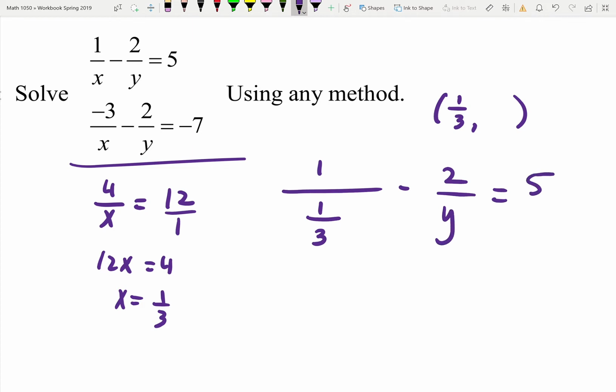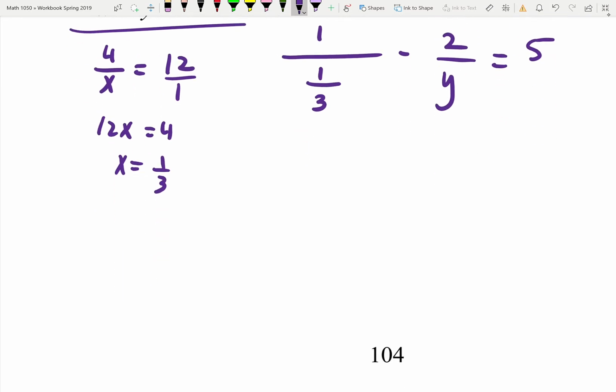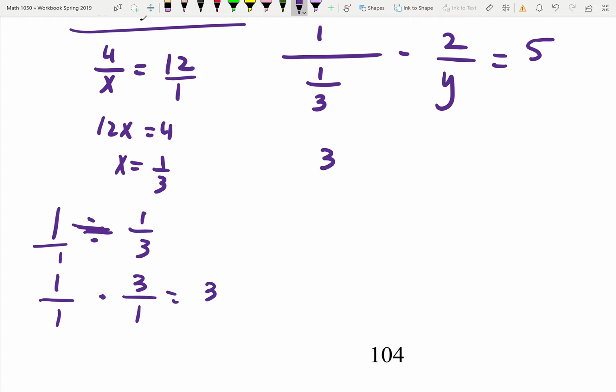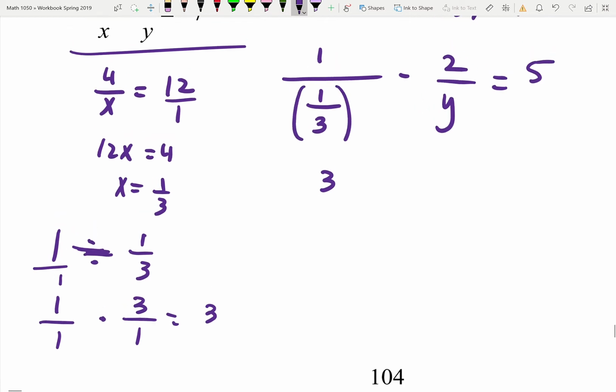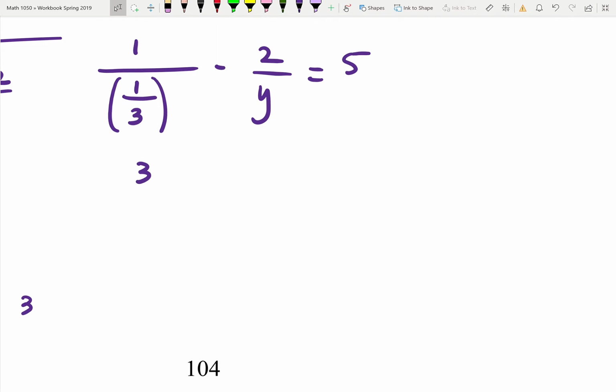Does anybody know off the top of their head what 1 divided by 1/3 is? It's okay. Look, write this down. 1 divided by 1/3. That's the same as 1 over 1, right? 1 is 1 over 1, multiplied by 3 over 1. 3 times 1 is 3. 1 times 1 is 1. That's just 3. You could also put it in your calculator. It's a little tricky, though. You have to remember to put parentheses right there, okay? This is 3 minus 2 over y equals 5.